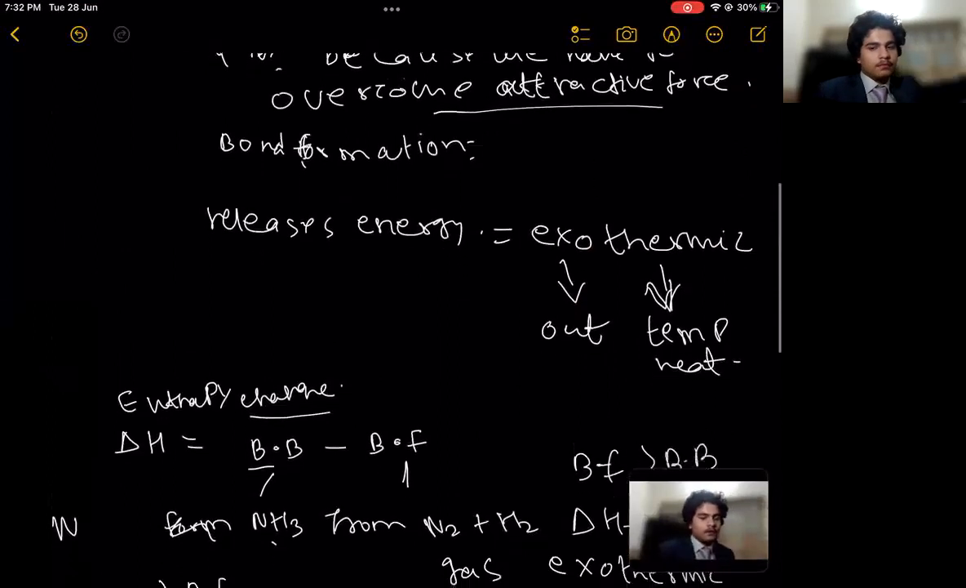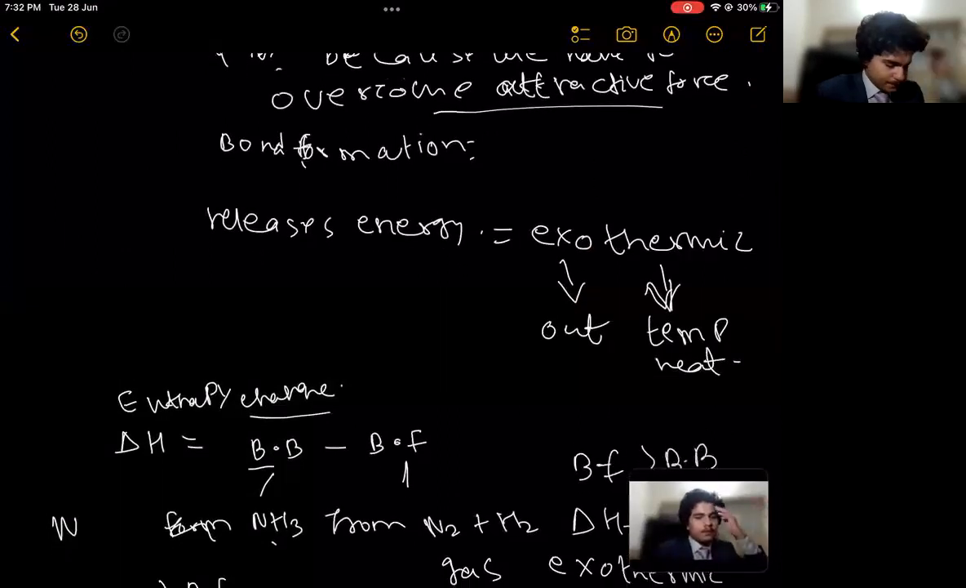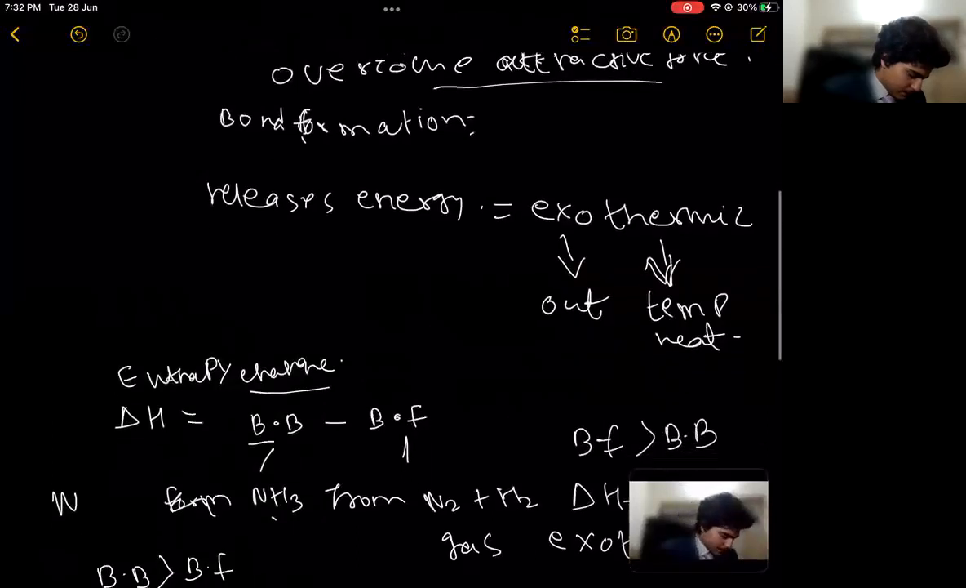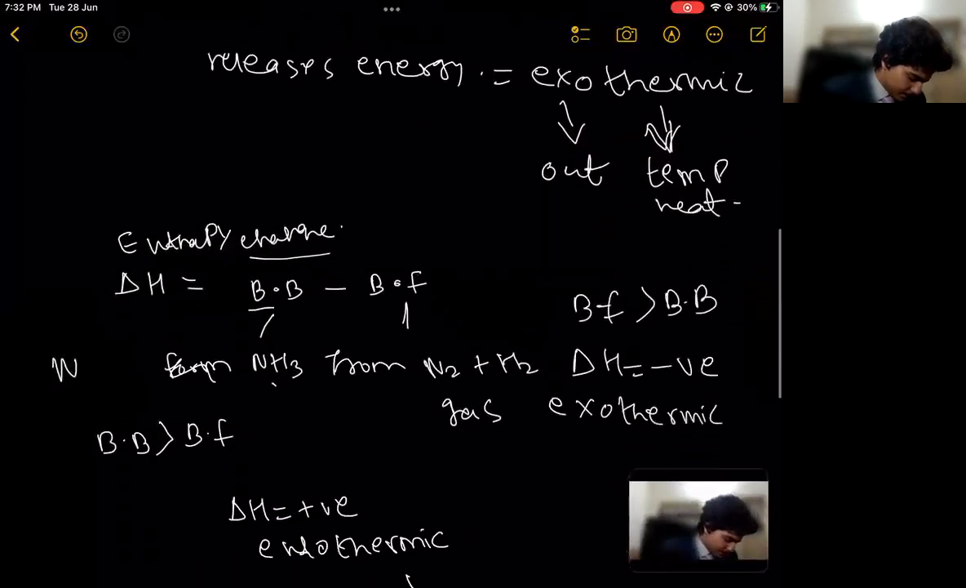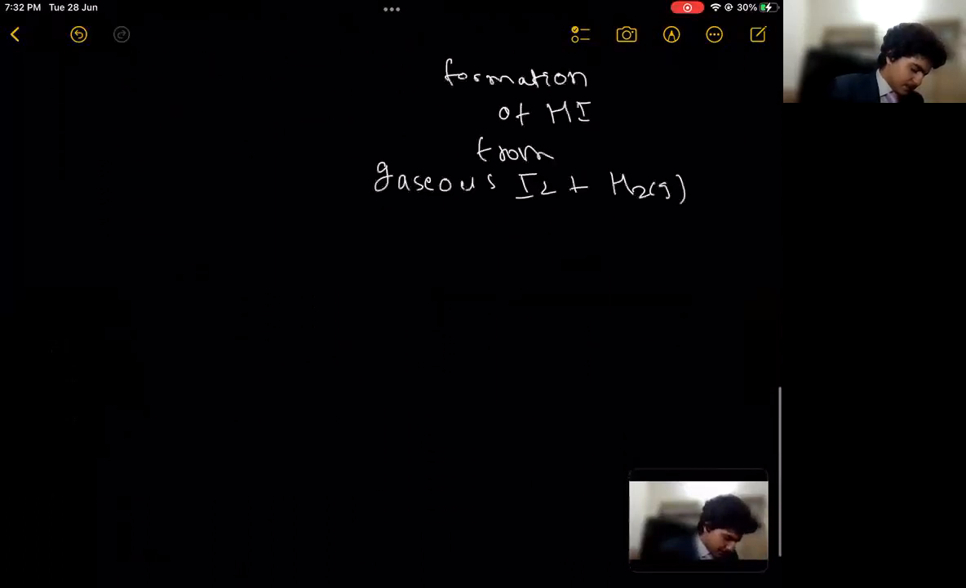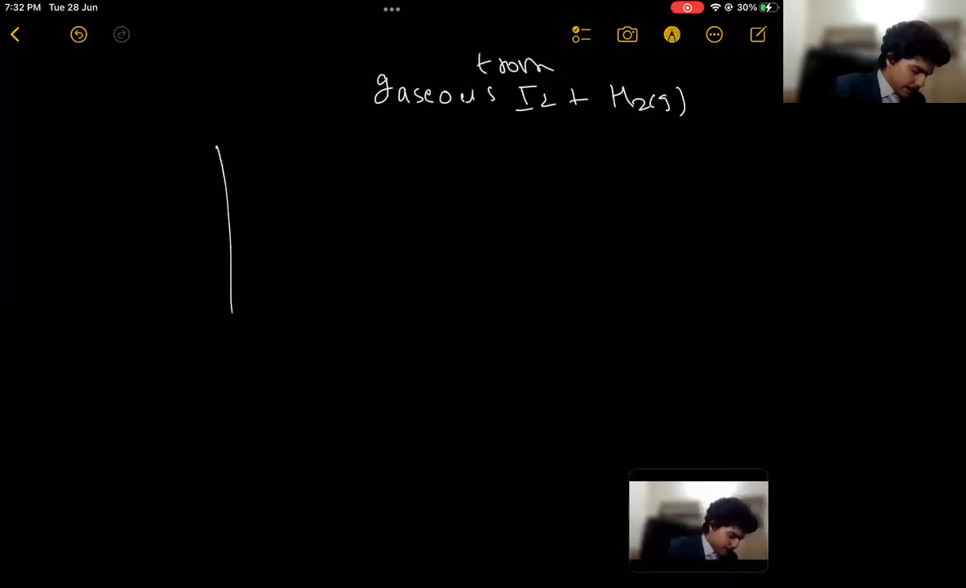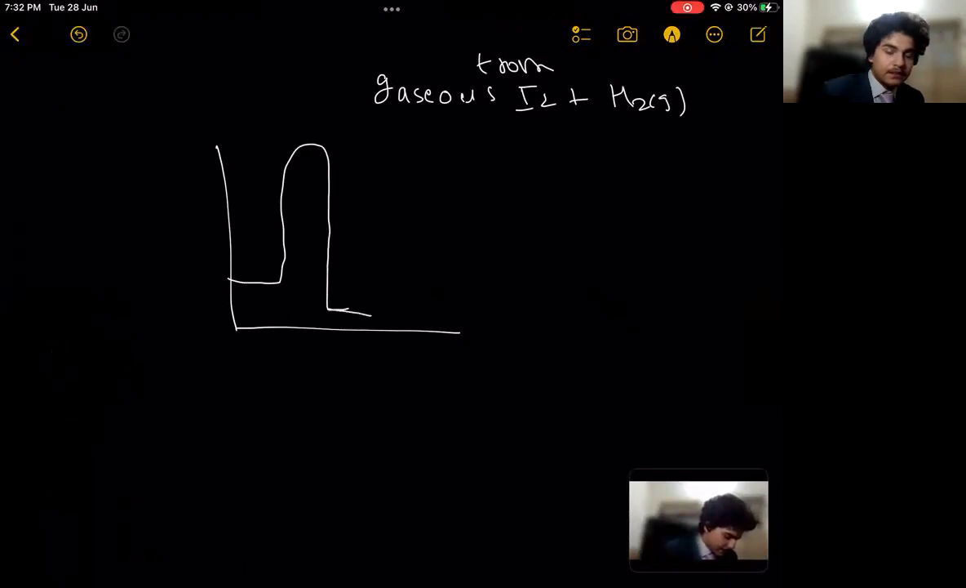Okay, so we have covered most of the chapter. Yes, there's one more thing that I'd like to tell you, and that is these energy profile diagrams. Basically, these diagrams were created to understand the reactions more vividly, the energy, and this is the progress of reaction.